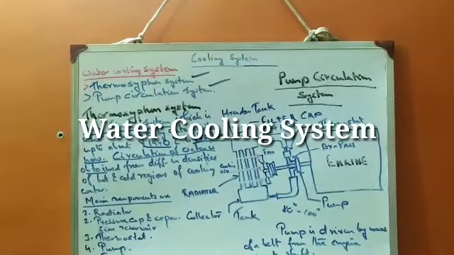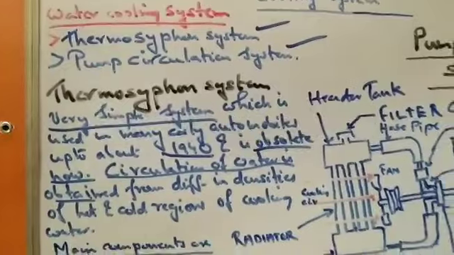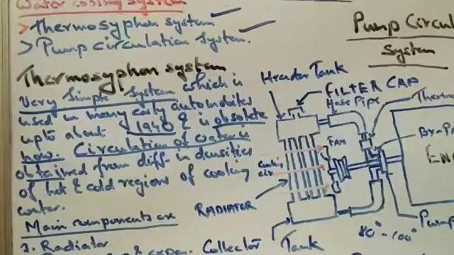Now as I discussed, there are two types of water cooling system. First one is the thermo-siphon system, and another one is the pump circulation system. Now the thermo-siphon system is a very simple system which was used in many early automobiles up to about 1940. Please remark the words up to about 1940, and it is obsolete now. It is not utilized in any water cooling system.